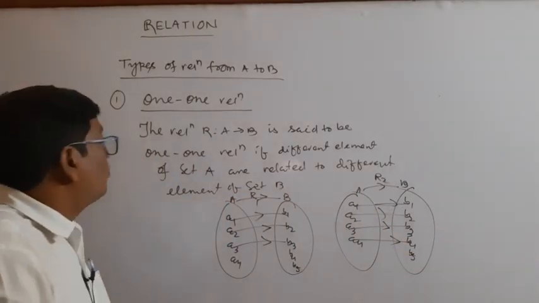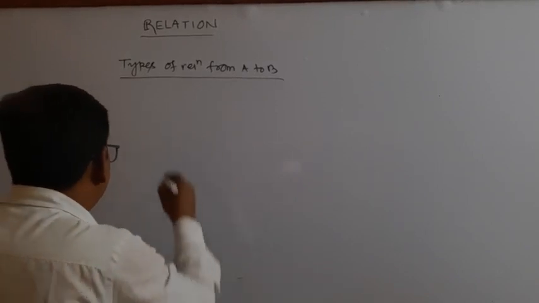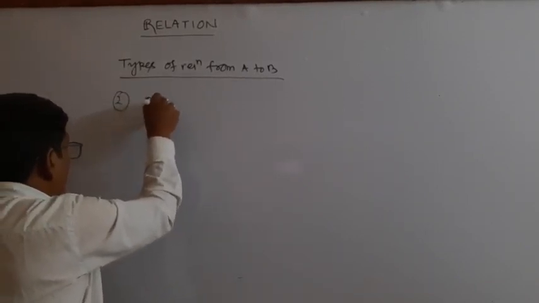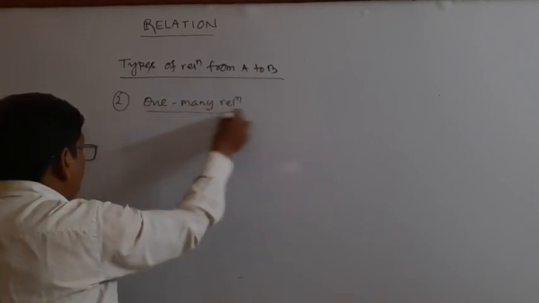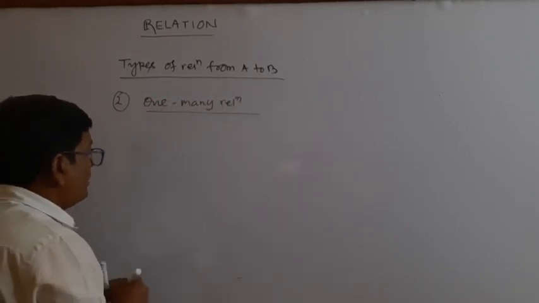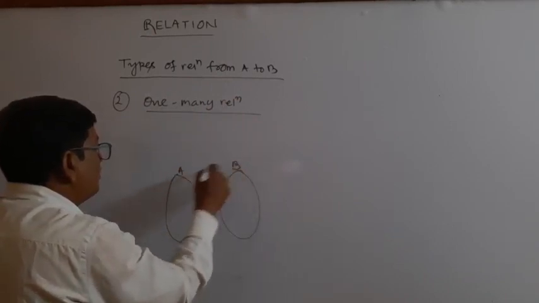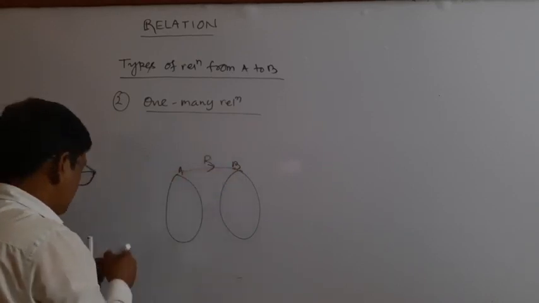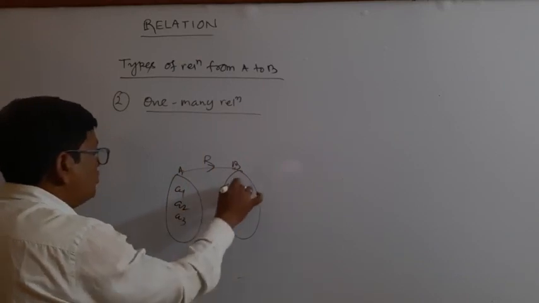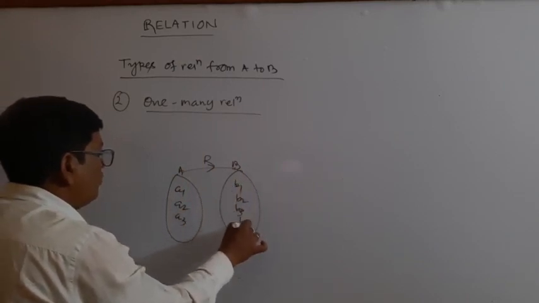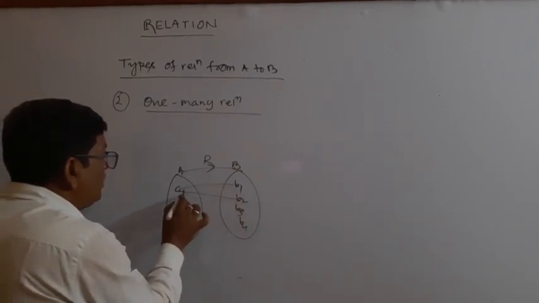Now the second type, the one-many relation. Suppose this is set A, this is B, and this is the relation R. A1, A2, A3 and B1, B2, B3, B4. Suppose this is a one-to-many relation. This is a one-many relation.